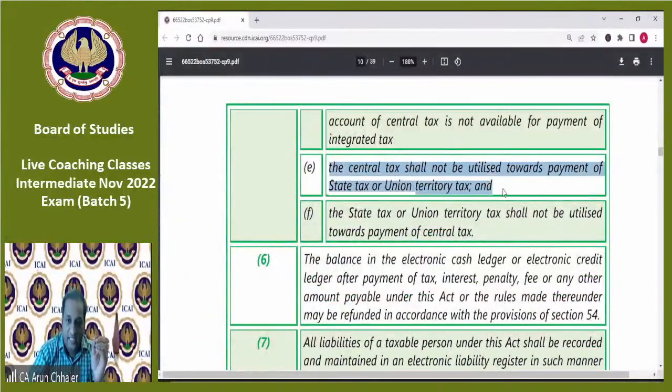The CGST shall not be utilized toward the payment of SGST, and SGST shall not be utilized toward the payment of CGST. Fine.